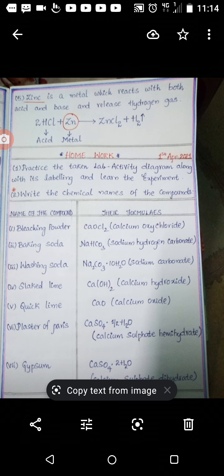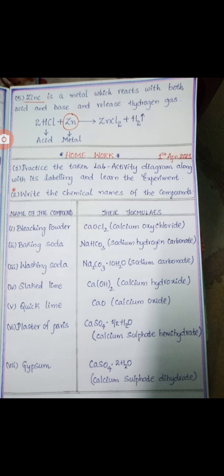Move on to slaked lime. Now the formula of slaked lime is given as Ca(OH)2 and the chemical name is given as calcium hydroxide. Now move on to quicklime. Now the formula of quicklime is given as CaO, which is nothing but calcium oxide. Move on to plaster of Paris. Its formula is given as CaSO4 into half H2O. Now students, the chemical name of plaster of Paris is calcium sulfate hemihydrate. Hemi is nothing but half.